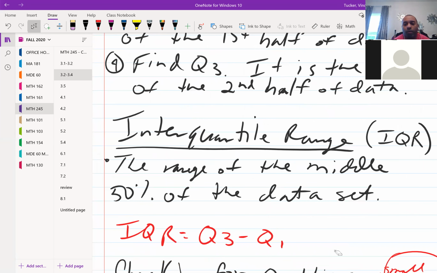All right, your interquartile range, IQR for short, is the range of the middle 50% of the data set. So you'll find your interquartile range by doing Q3 minus Q1.